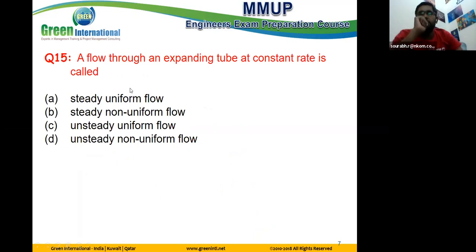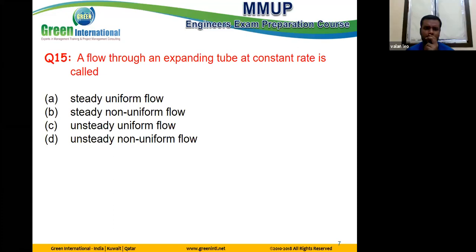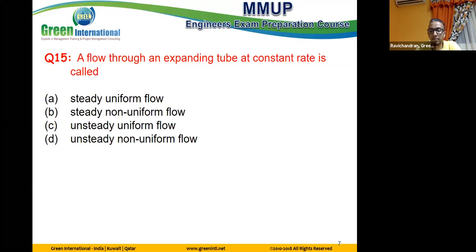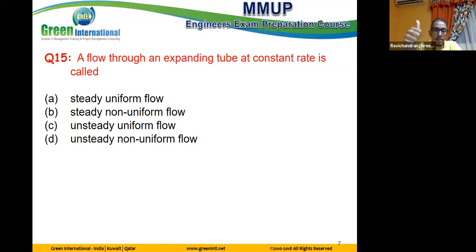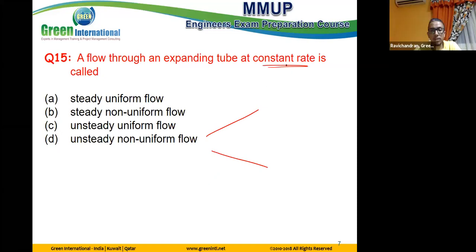A flow through an expanding tube at constant rate. Classify the flow. Constant rate, steady. Expanding tube, non-uniform flow. So steady non-uniform flow. Steady because he mentioned here constant. Yes, B.